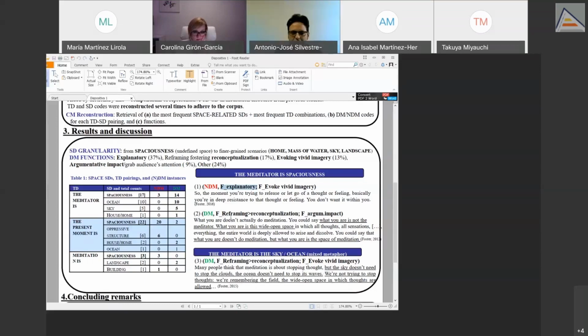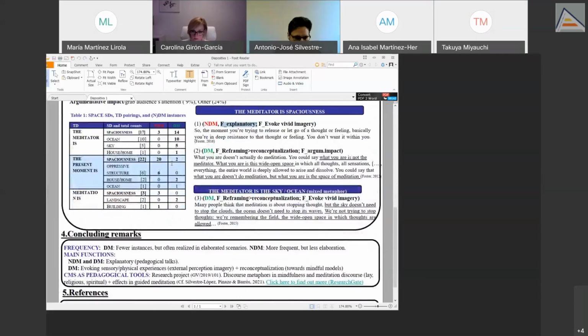Normally, deliberate metaphors are used to help the addressee reconceptualize a topic, in this case the notion of the meditator. So normally we think meditation is leaving the mind blank, or meditators are supposed to behave in a specific way. These metaphors try to reconceptualize the idea of the meditator by using these images. So the most prolific functions that I found in discourse are obviously pedagogical and explanatory functions, but also reframing a topic, fostering the reconceptualization of that topic, evoking imagery, like quasi-perceptual imagery, but also grabbing the audience's attention.